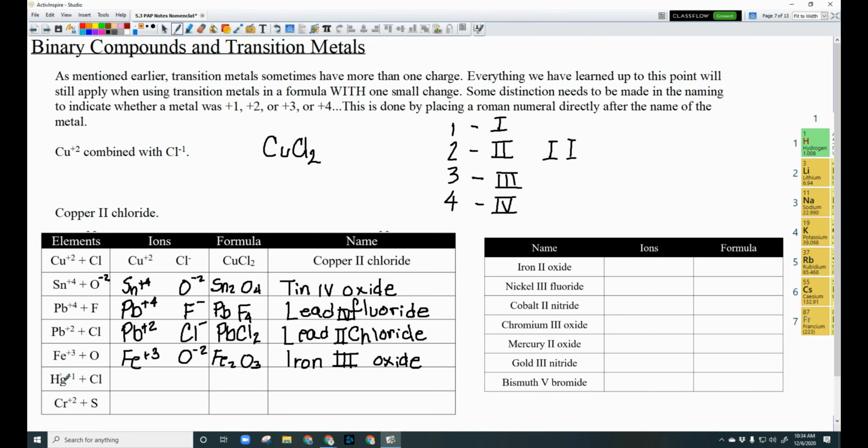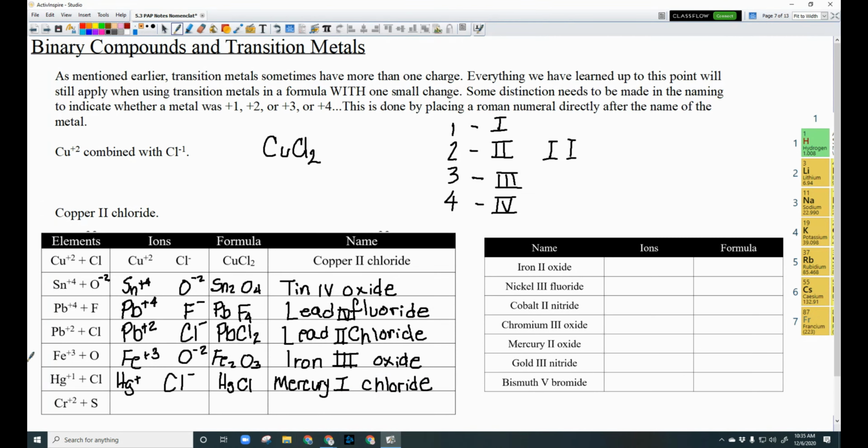Okay, mercury. Mercury is a transition metal. It's got a +1 ion here. So I'm just going to write the plus. Chlorine is -1. Okay, +1, -1 cancel each other out. So HgCl. Okay, mercury. We don't have to change the name of the first one ever. It's a +1 ion, so we're going to add a 1. And chlorine changes to chloride.